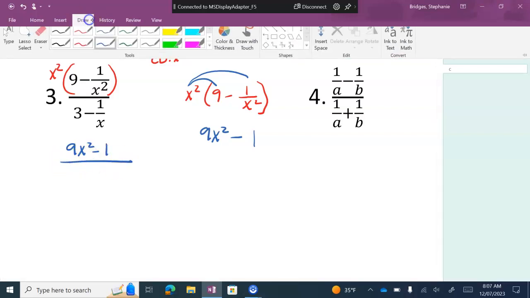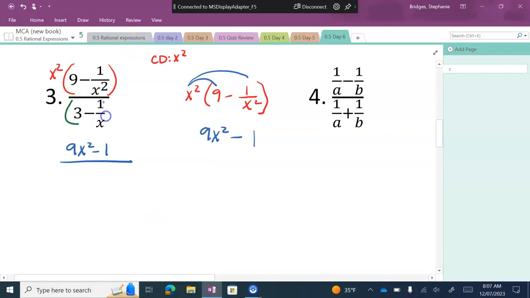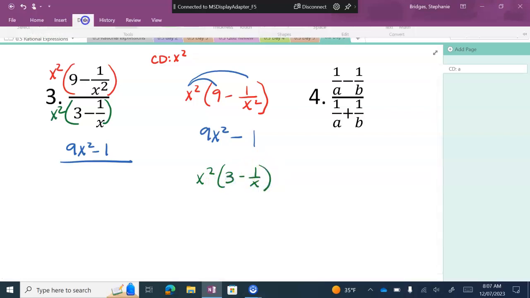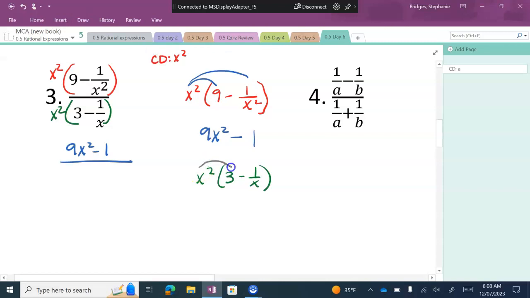Then we're going to do exactly the same thing to the bottom. We're going to multiply it by x squared. I'm going to come over here and do that. We want to distribute. 3 times x squared is 3x squared. What is x squared times 1 over x? Just x. Okay. Now keep going. Factor the top, factor the bottom.